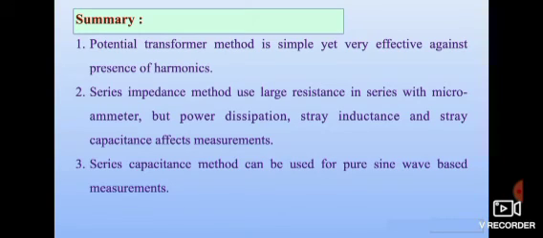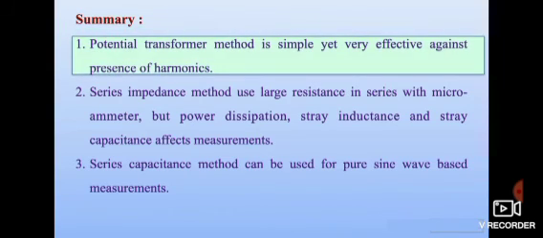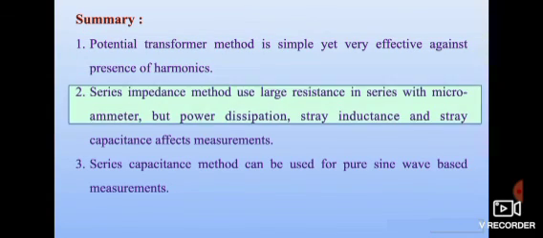Let us see the summary of the three methods. The potential transformer method is simple yet very effective against the presence of harmonics. The second method is the series impedance method. It uses a large resistance in series with a microammeter, but power dissipation, stray inductance and stray capacitance affect measurements. And finally, the series capacitance method can be used for pure sine wave based measurements.